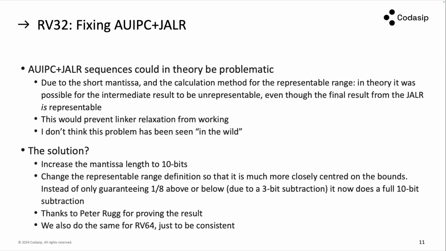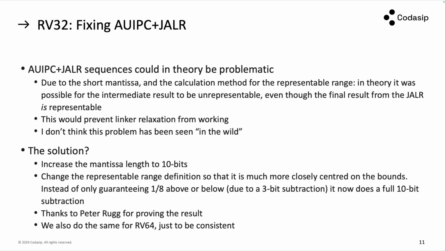So another thing we had to sort out was AUIPC and JALR. In theory, well, actually, I think it was demonstrated that if you use AUIPC and JALR to go to any arbitrary address in the address map, there were some cases where the intermediate address could be unrepresentable, even though the final one was representable. So you could sort of jump out and then jump back in, meaning that linker relaxation would fail. So we had to rework the format for that.